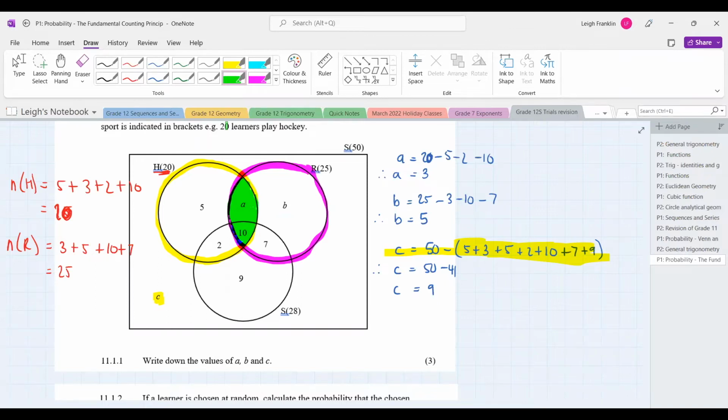What does the green region represent? So in other words, A and 10, or A plus 10. Anybody know? So the green region, the area of intersection of hockey and rugby.